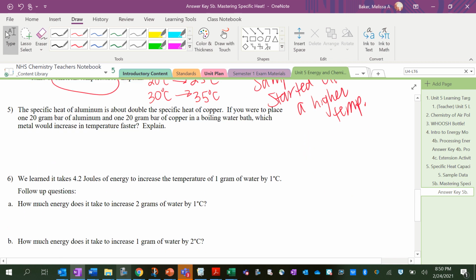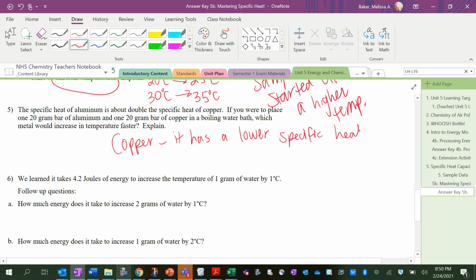The specific heat of aluminum is about double the specific heat of copper. So it's easier to heat up copper than it is aluminum. If you were to place one 20-gram bar of aluminum and one 20-gram bar of copper in a boiling water bath, which metal would increase in temperature faster? Well, the copper would, because it has a lower specific heat.